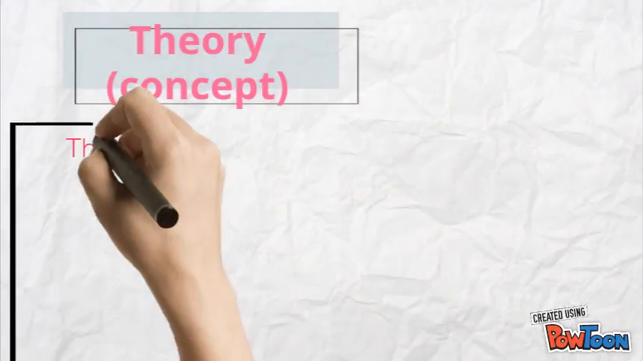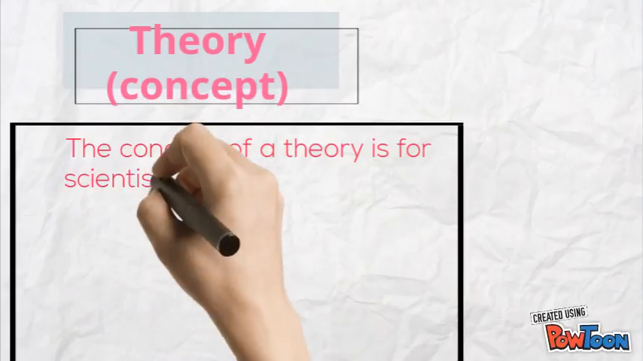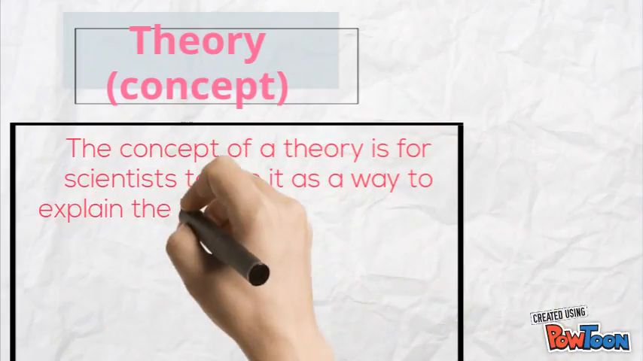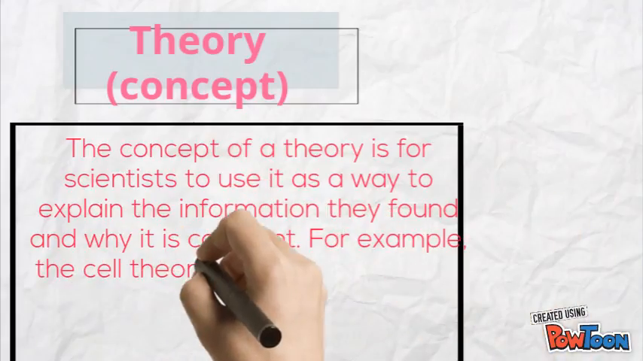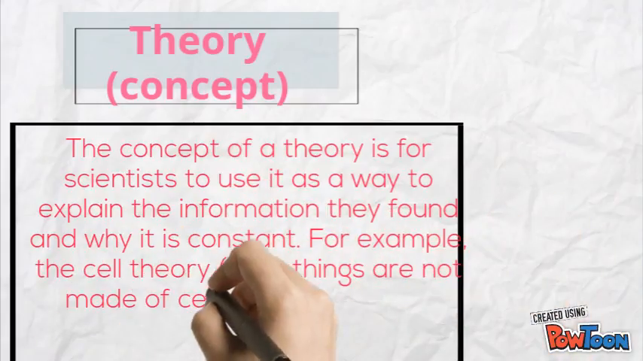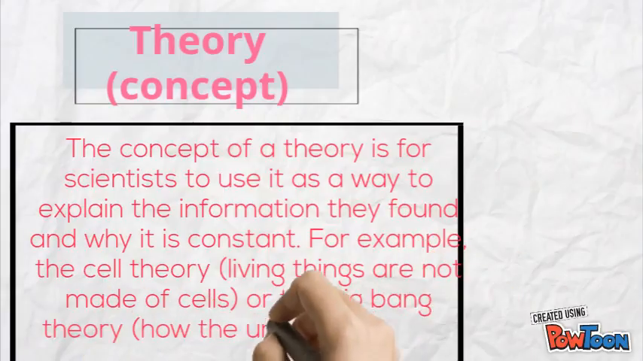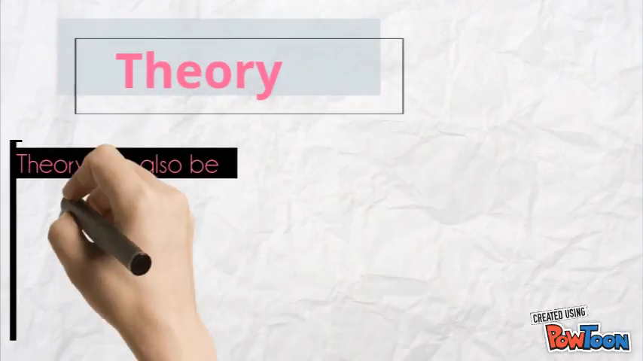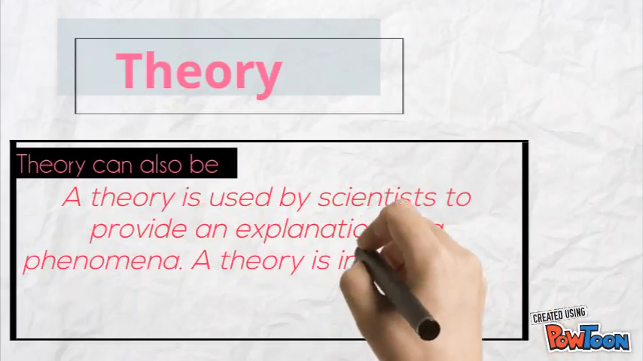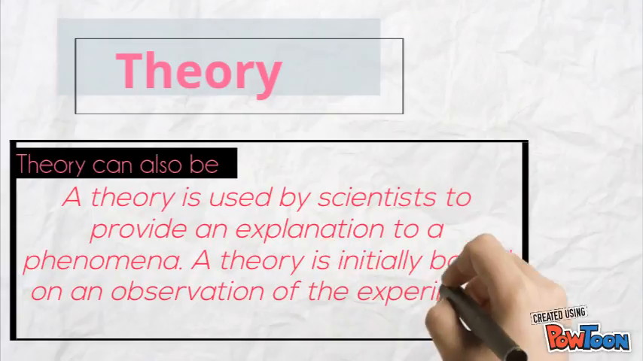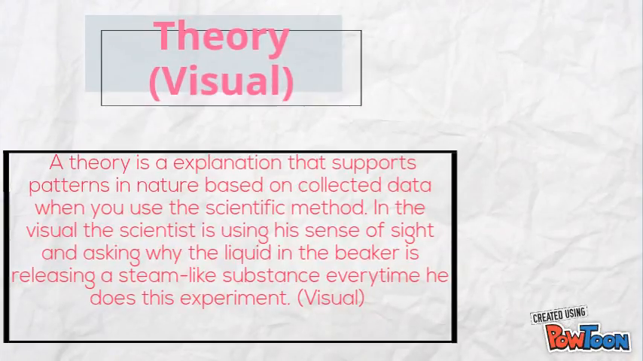The concept of a theory is for science to use. It is a way to explain the information they found. For example, the cell theory, that living things are made of cells, or the Big Bang, how the universe began. A theory is used by scientists to provide an explanation for a phenomenon. A theory is initially based on an observation of the experiment that remains constant. A theory is an explanation that supports patterns in nature based on collected data when you use the scientific method.